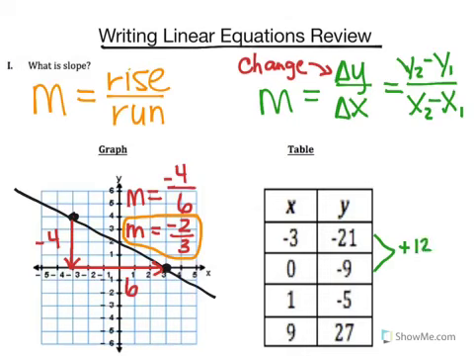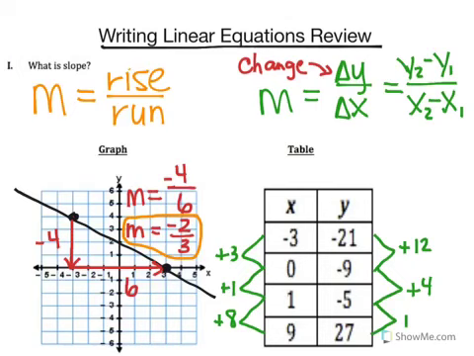So positive. Going from negative 3 to 0, I am actually going up 3. Going from negative 9 to a negative 5, I'm going up 4. Going from 0 to 1, I'm actually going up 1. From 1 to 9, I'm actually going up 8. And from negative 5 to 27, I'm going up 32.